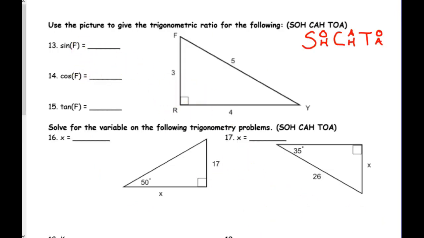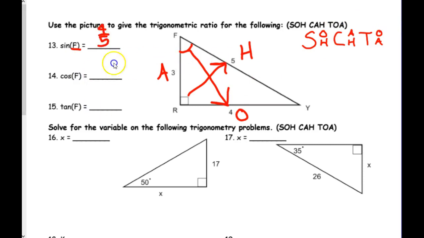So, sine F. So starting at F. Where's F? Boom. So remember, this tells you where you're starting. So here we go. Let's label O, H, and A. I got my O. Got my H. And my leftover is A. Now all these are F, so this will be easy. You don't have to change OHA. Sine is O over H. So 4 over 5. That's it.